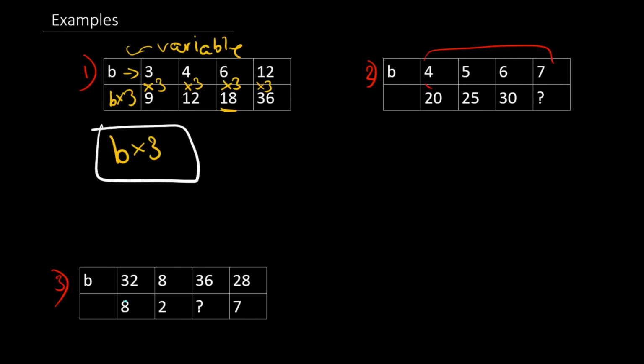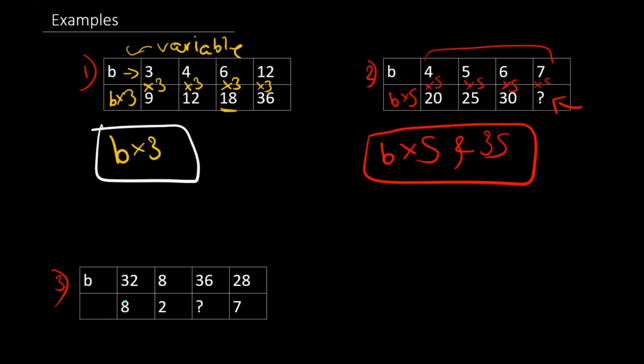So 4 times 5 equals 20. 5 times 5 equals 25. 6 times 5 is 30. So we know that the rule is b times 5. Let me write it over here: b times 5. Now we need to find what will be in the question mark. 7 times 5 is 35, and that's our answer, 35. Let's write it in the question over here.